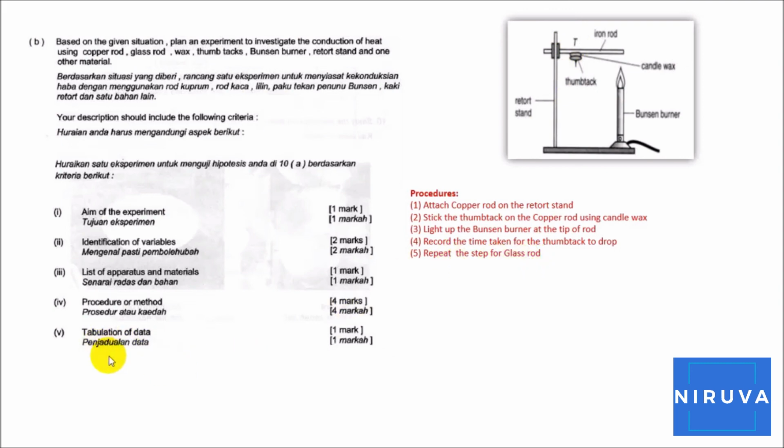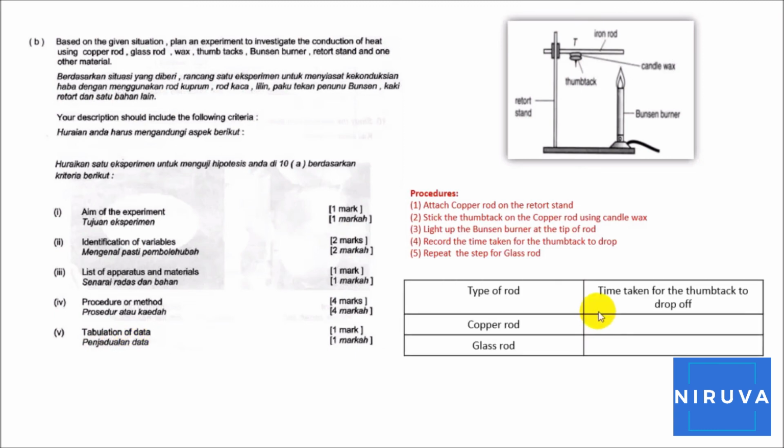Okay, and lastly, the tabulation of data. Okay, so to record the data, so using this table, you may record your data and jot down the values of time taken for the thumbtack to drop here.